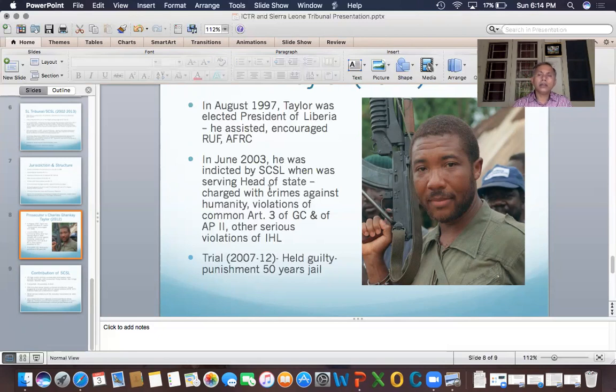So what happened was that when Sierra Leone's special court was established, Charles Taylor was also indicted. In 2003, he was indicted by this special court when he was serving as a head of state. That is very important. So is this the strength of international criminal law, that it can also prosecute a serving head of a state? That is how you see this trial is important, that this head of a state was charged with committing crimes against humanity and also violations of Common Article 3 of Geneva Conventions and of Additional Protocol 2, and other serious violations of international humanitarian law.